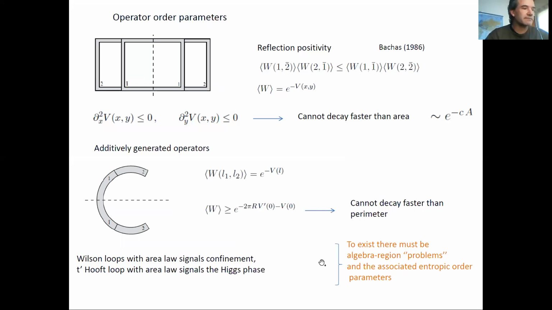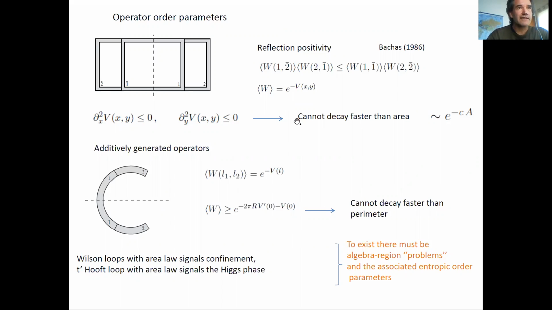So this is like a digression, so I will not explain it in detail. This is very well known, a paper by Bachas in '86: using reflection positivity of operators, you can prove that for any type of Wilson loop operator, the expectation value you can write as the exponential of some potential, and this potential, because of concavity properties given by reflection positivity, is bounded between a kind of perimeter law and an area law.